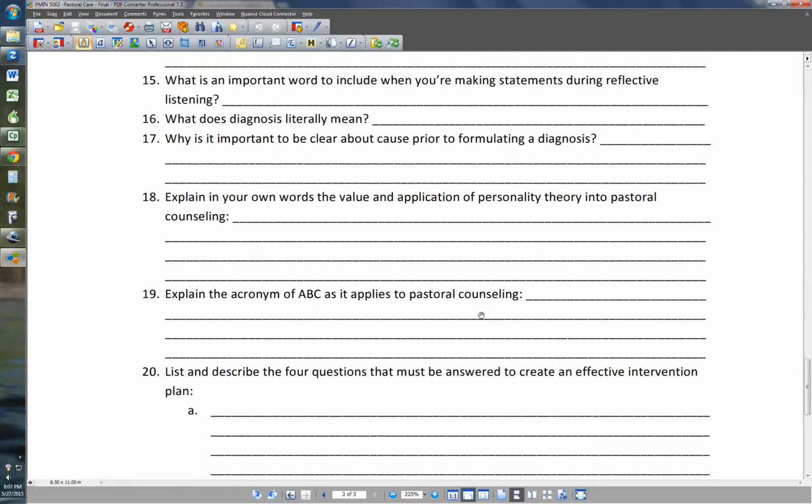So once you know their symptoms, you have to be very clear about the cause. You don't want to try and form a diagnosis about their symptoms. You want to make sure you know the cause before you try and form a diagnosis, because what they need for depression depends on the cause. If it's abuse, that's a different form of intervention plan than if it's substance abuse or something from their past. Depending on what the cause is, you're going to have a different intervention plan.